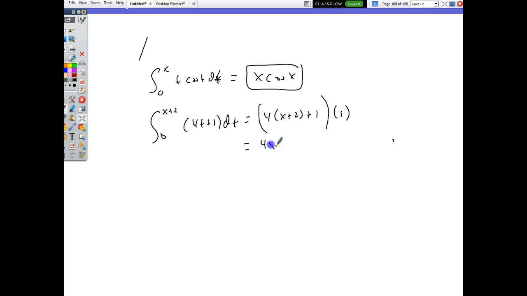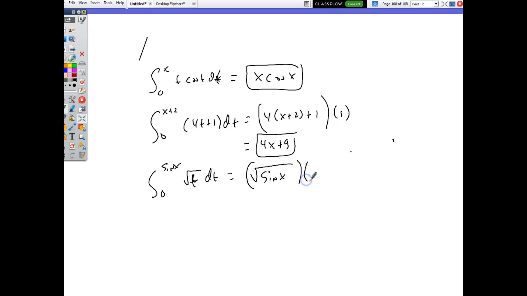So that'd be 4x plus 9, the answer to that. Next one, I'll give you finally something interesting. Now remember, the instructions say find the derivative of these functions. The functions are integrals already. So this is going to be sine x times the derivative of the inside, which is cosine x.